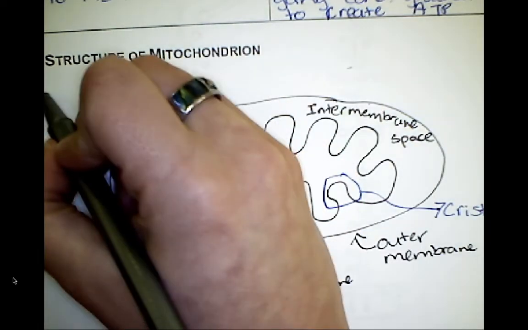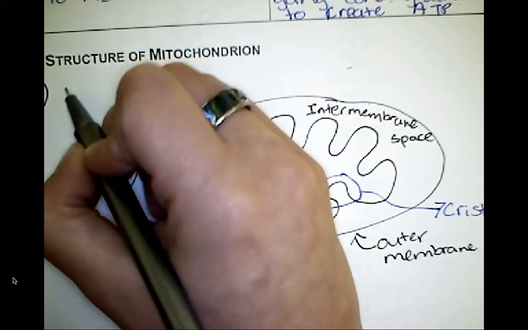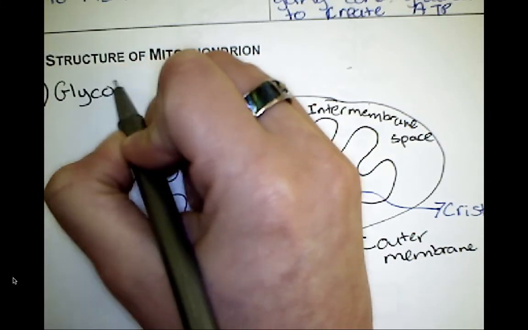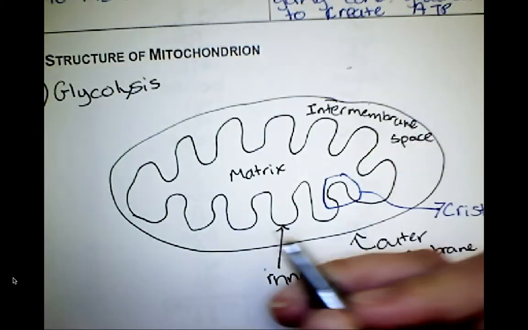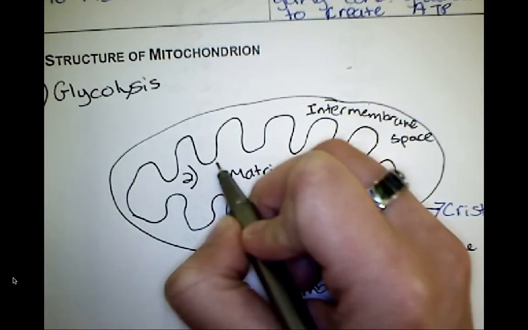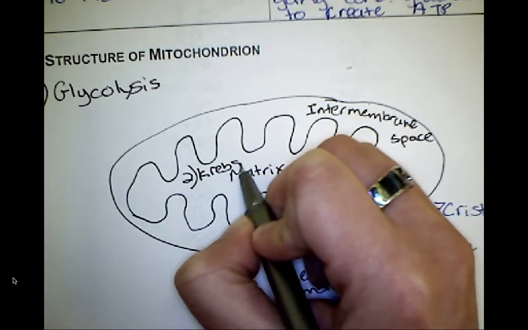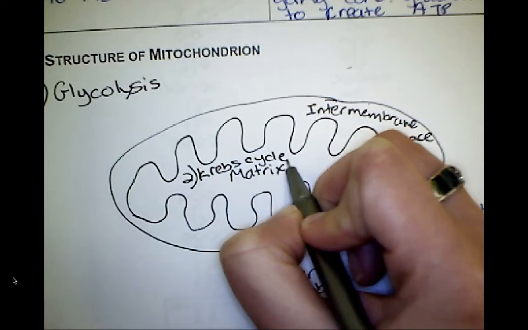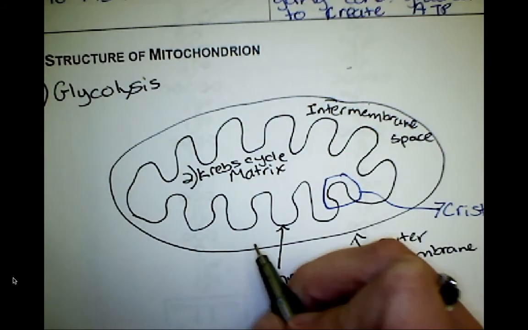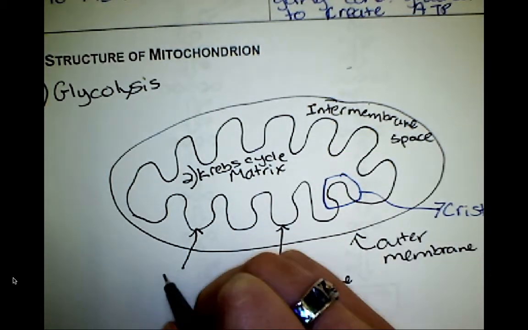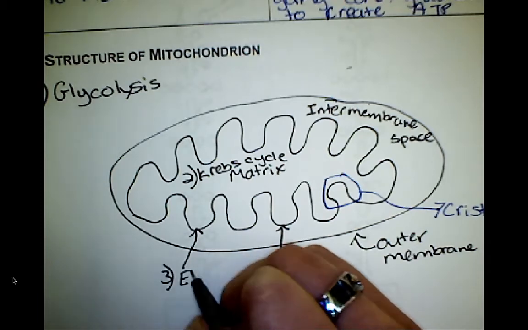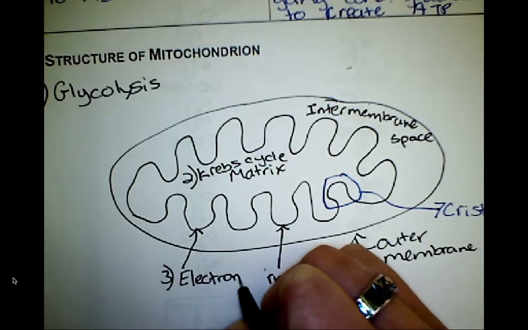Outside of the mitochondria is actually where step 1 happens, which is glycolysis. And then step 2 is going to happen here, which is the Krebs cycle. It's also known as the citric acid cycle. And then inside the membrane, so I'm going to kind of draw a little arrow, is step 3, which is the electron transport chain. Inside the inner membrane, I should say.